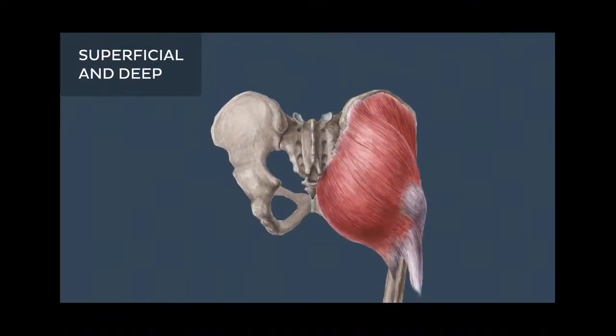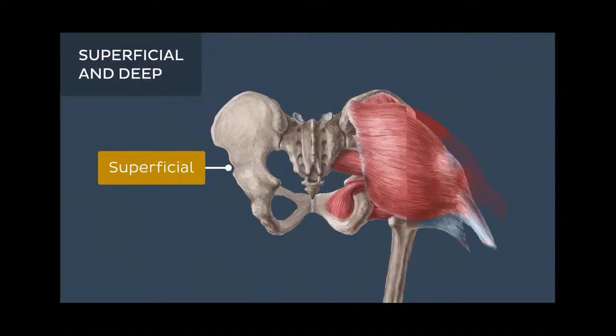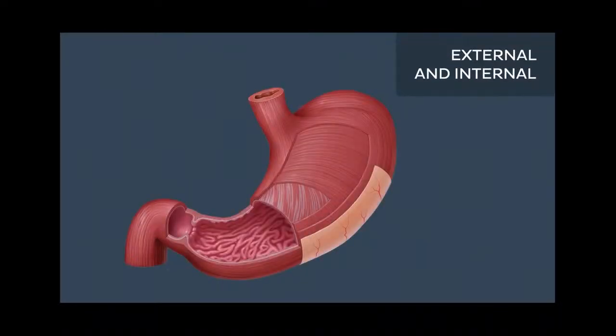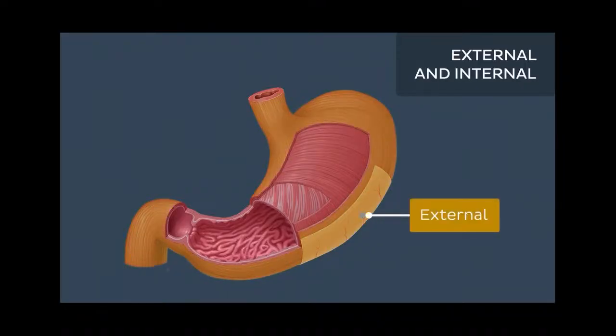For example, the superficial gluteal muscles and the deep gluteal muscles. External and internal, sometimes also called outer and inner, describe whether something is located on the outside or inside of something. For example, the stomach has an external surface and an internal surface.